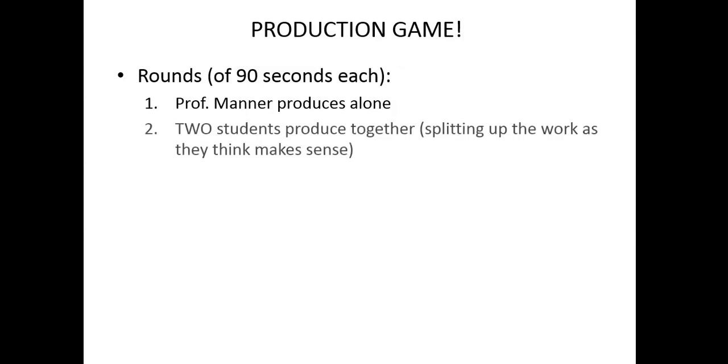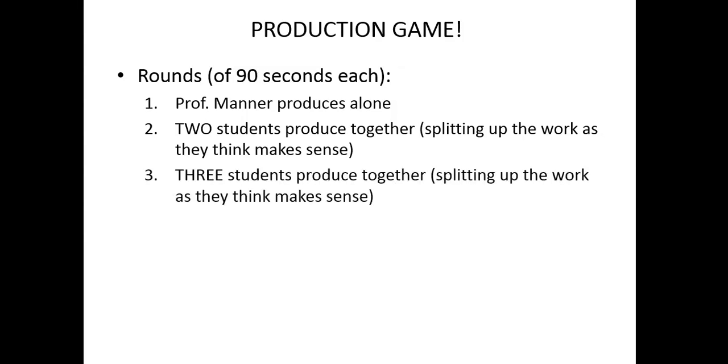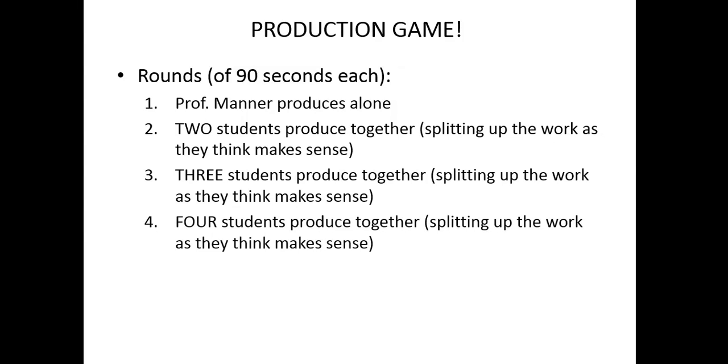Each round, when we did this in class, averaged 90 seconds. So we spend 90 seconds on production; imagine that's a day. First, I did it by myself and was able to produce some number of books. Then two students came up and strategized how they were going to split up the work, and tried to see how many books they could produce. Then 3 did the same thing, and then 4 did the same thing.